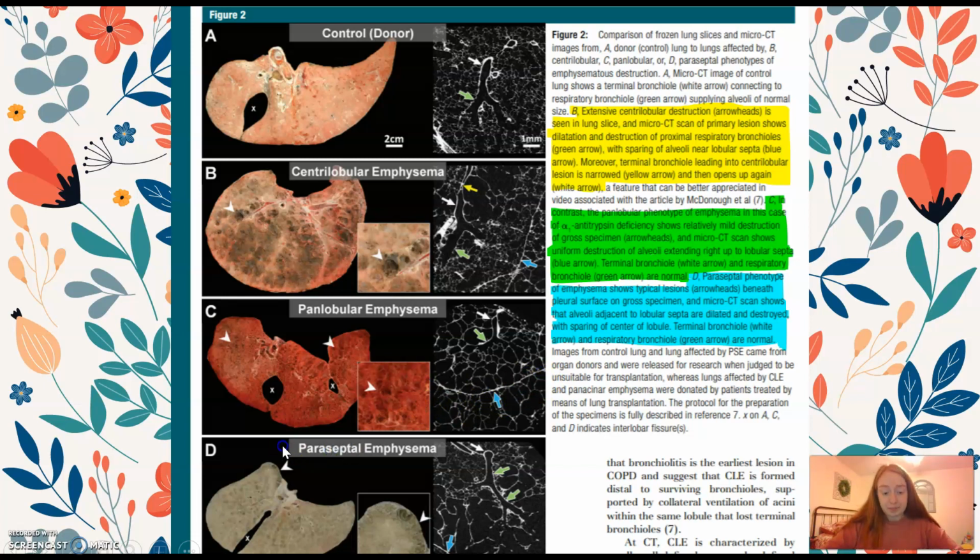And finally, the paraseptal emphysema, and we have more peripheral damage here. This is showing that the area near the center of the lobule is spared. However, the destruction is near the pleural surface of the lobular septa.